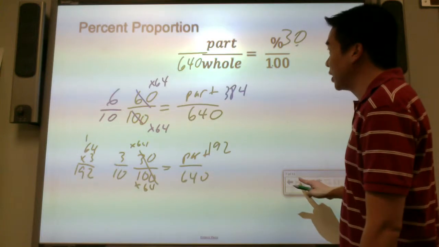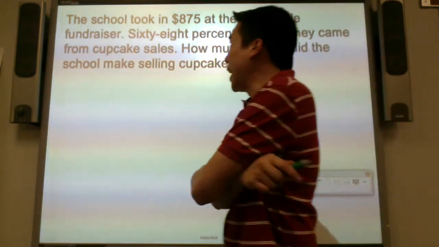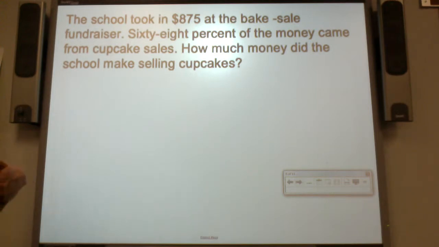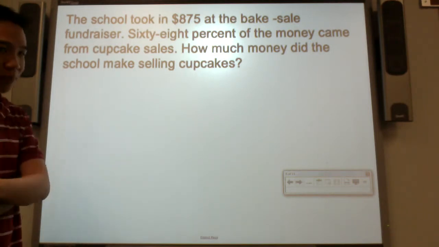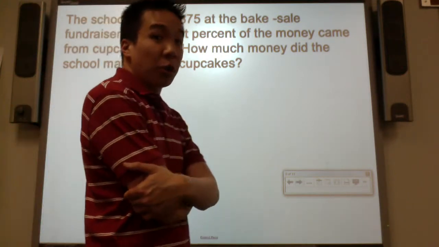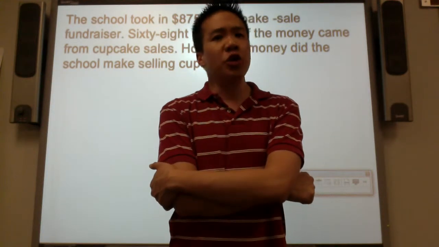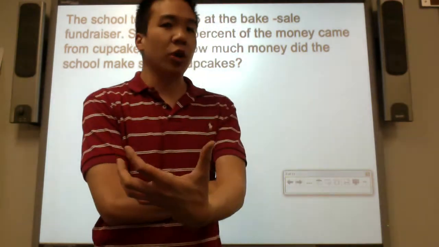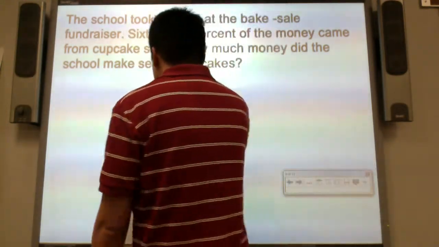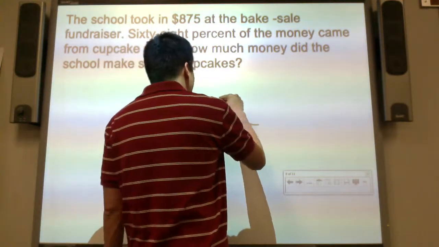So let's go to a different question. The school took in $875 at the bake sale. 68% of the money came from cupcake sales. How much money does the school make selling cupcakes? You may either draw the percent bar if you feel like it, or you can work on a percent proportion. I will work on a percent proportion because I want you to get familiarized with it. Plus it is more efficient.